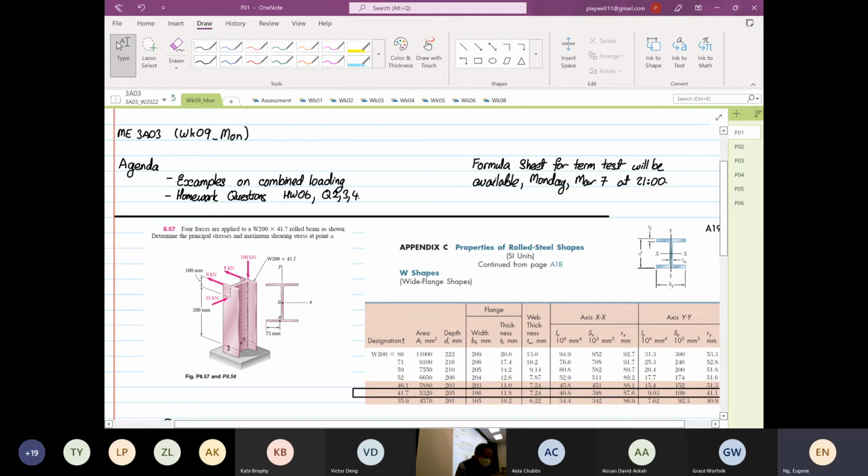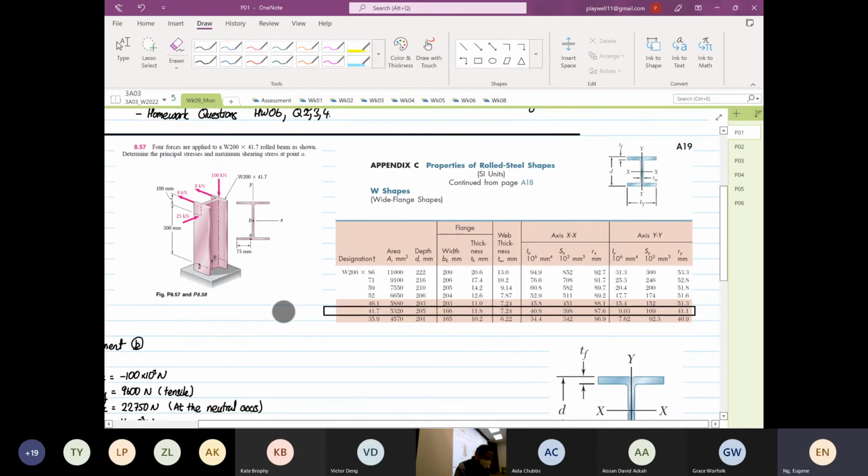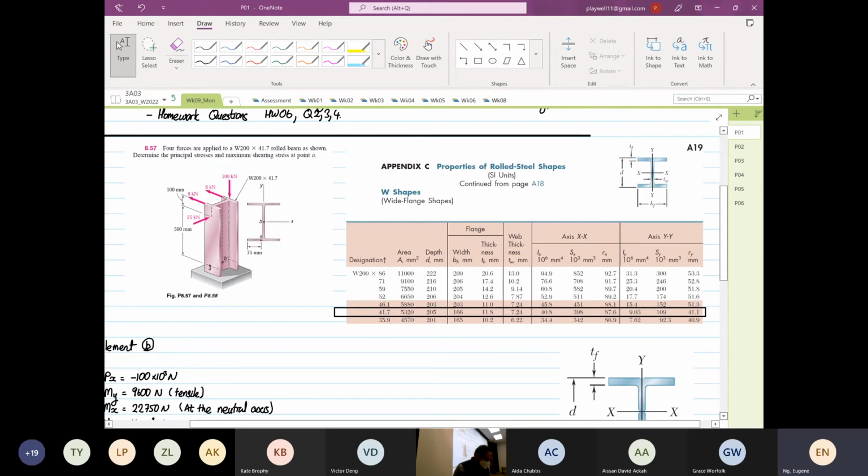Now the announcement I'd like to make is the formula sheet for the term test will be available today at 9 p.m. So you get to see your formula sheet.